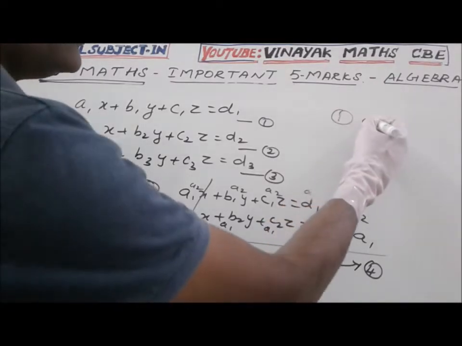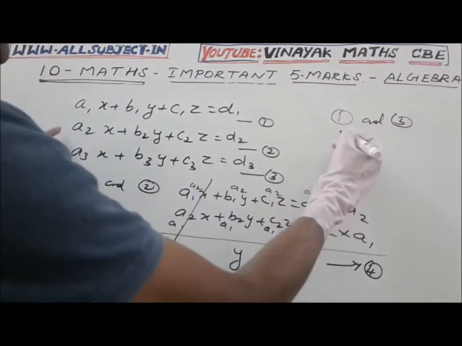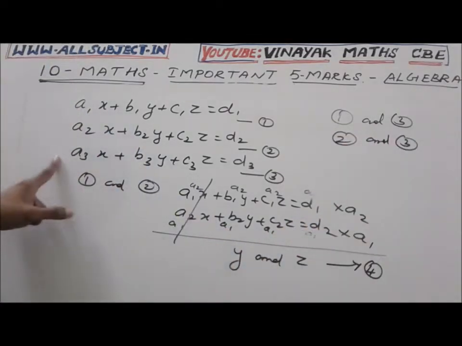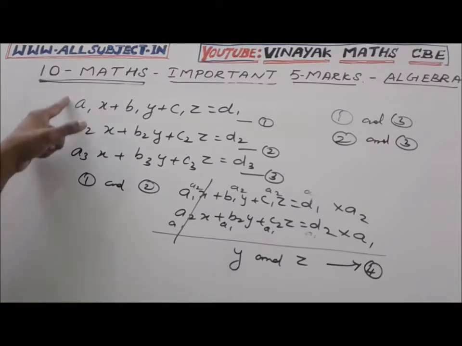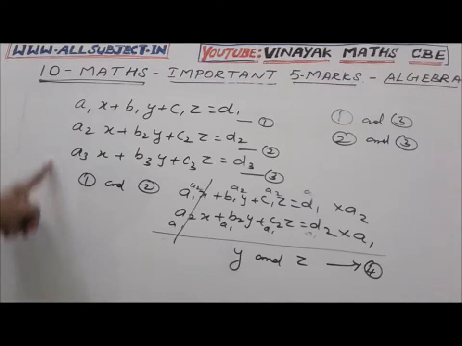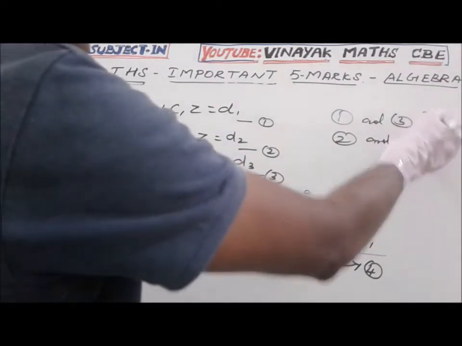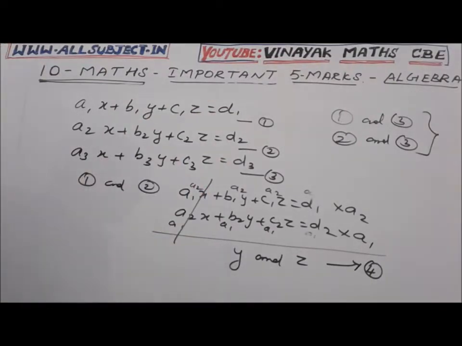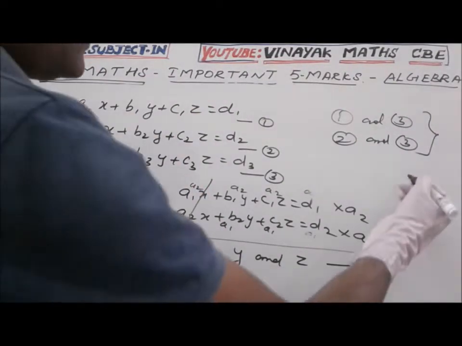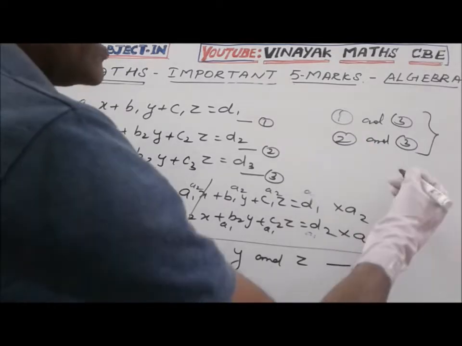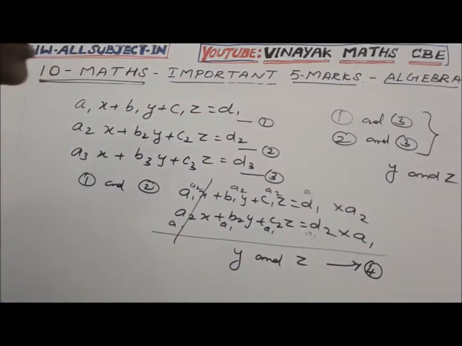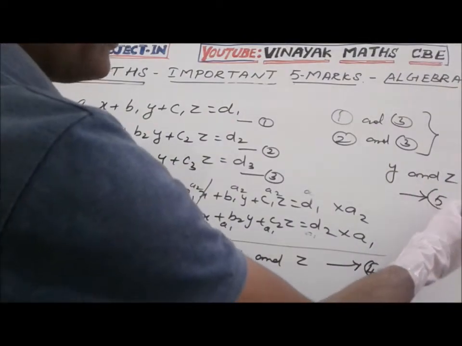Solve 1 and 3 or 2 and 3. You can take any one, because we have already taken 1 and 2. By use of these two equations, eliminate the same variable x. If possible, eliminate x. Eliminating x again, we will get another equation in terms of y and z. Let it be equation number 5.